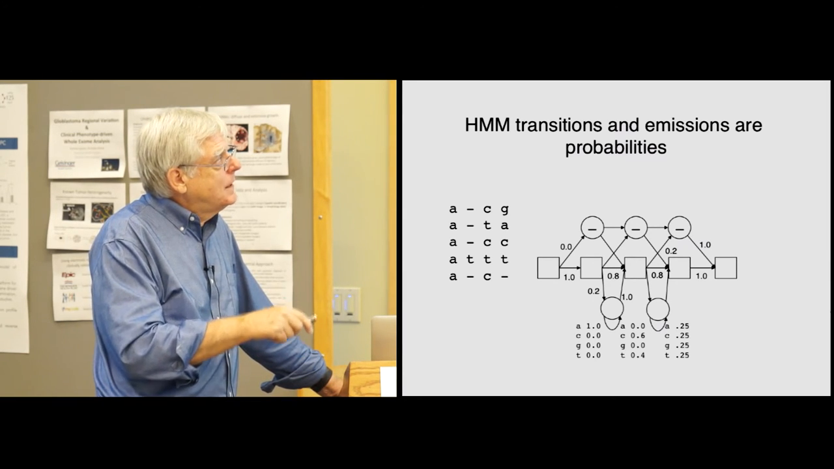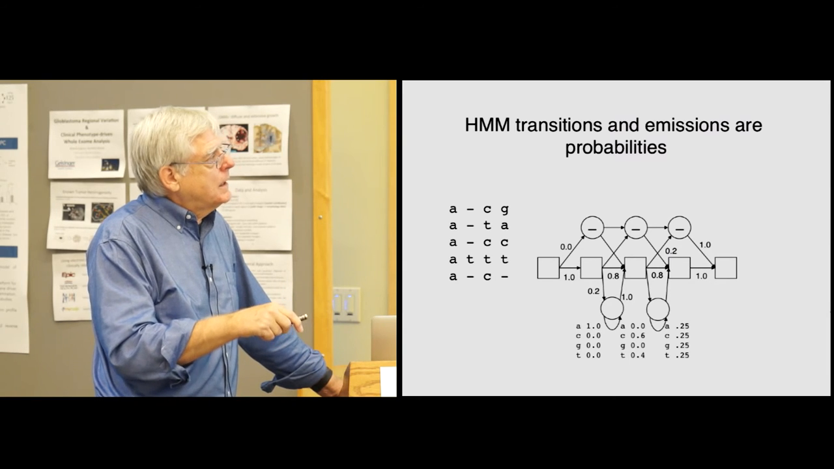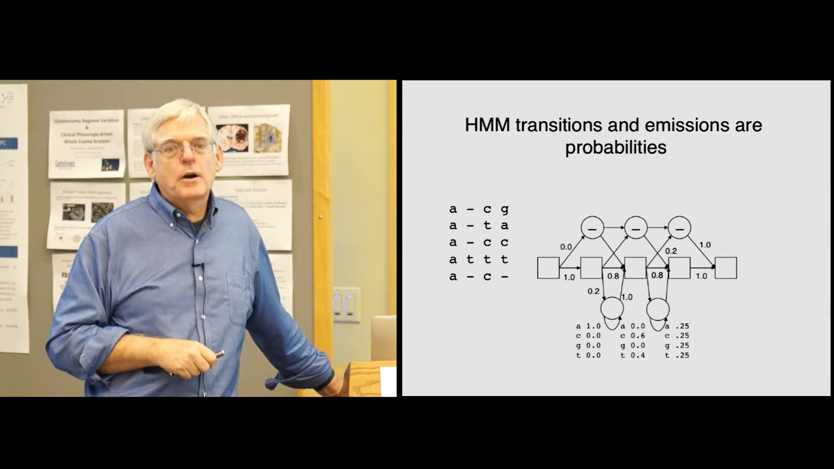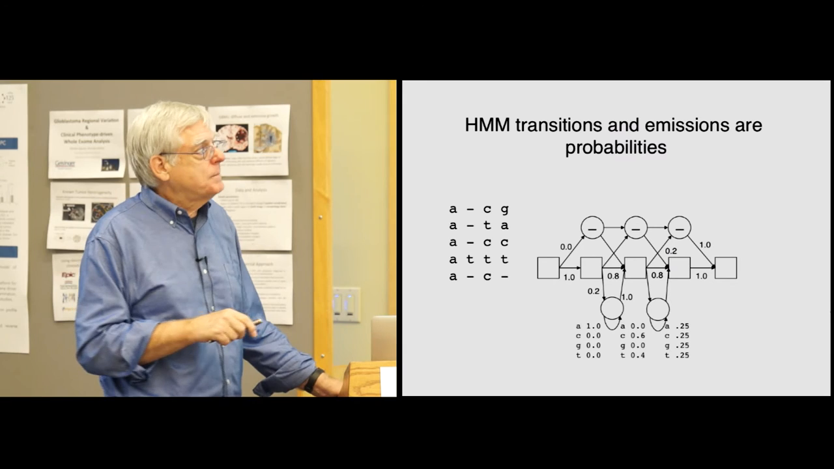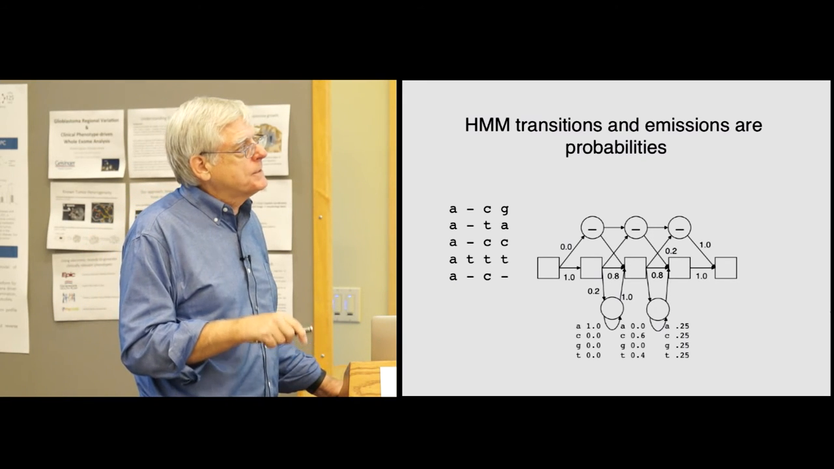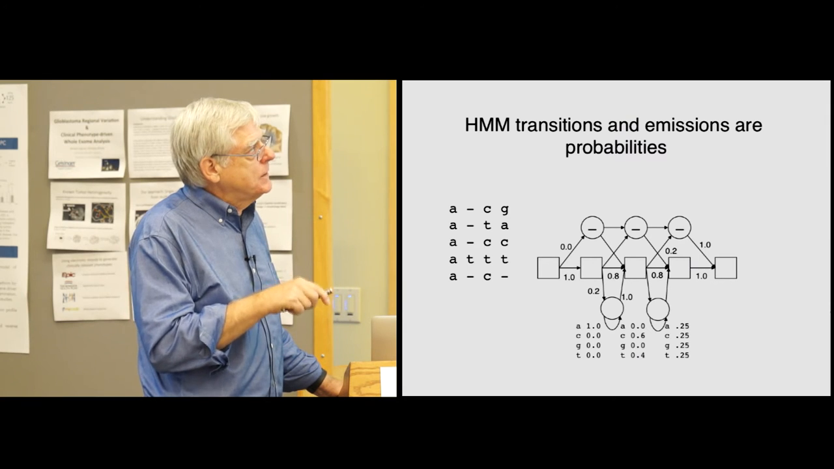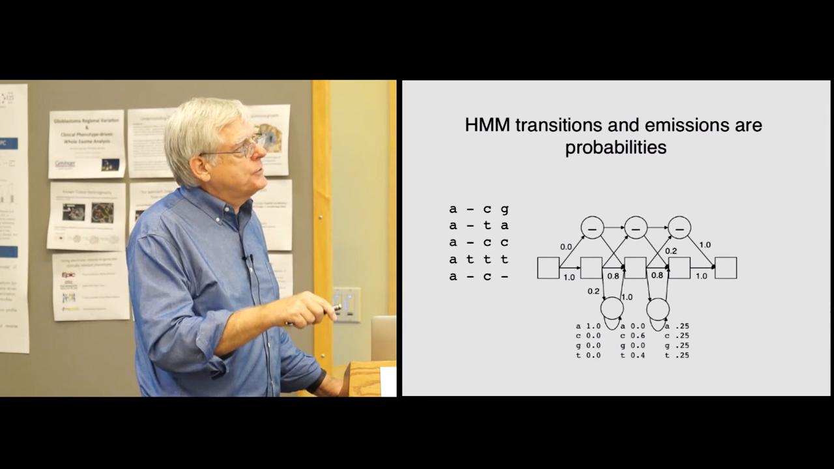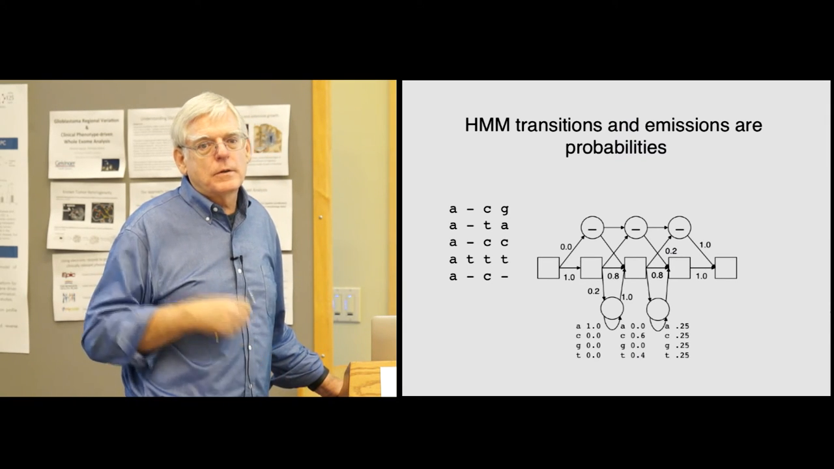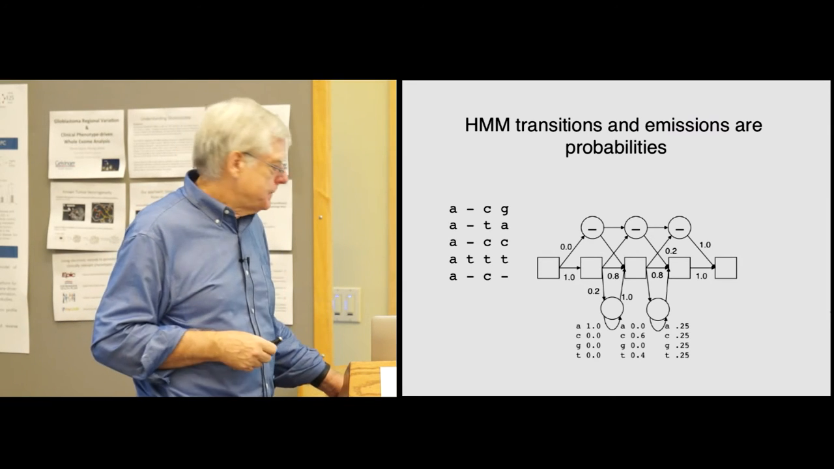Okay? So this multiple sequence alignment can turn into this hidden Markov model. And this hidden Markov model not only tells me what's happening at each of the different columns in the multiple sequence alignment, it also gives me a way to capture frequencies of insertions and deletions.